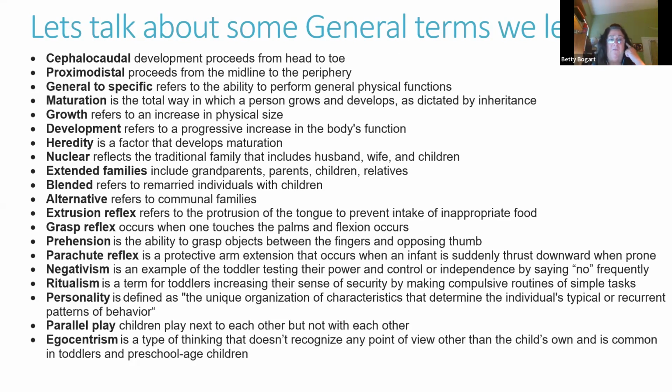So how do we develop? Well, what does a baby do first? They lift their head. And by the end of infancy, they should be able to attempt to take one step, if not walking already.